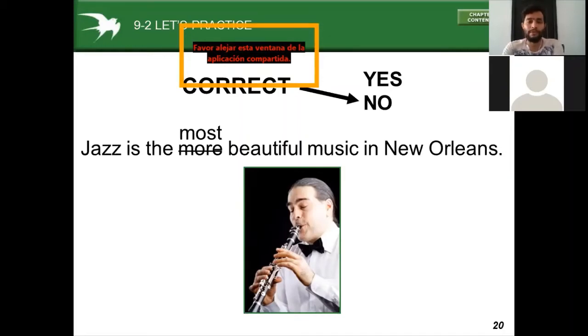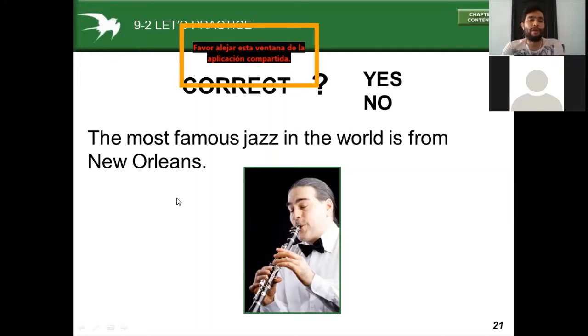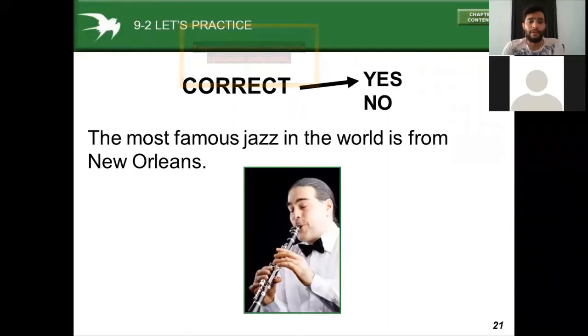All right, very good. Now, how about this one? The most famous jazz in the world is from New Orleans. Is that right or not? Yes. Very good, right? That is right. Now, how about this one?